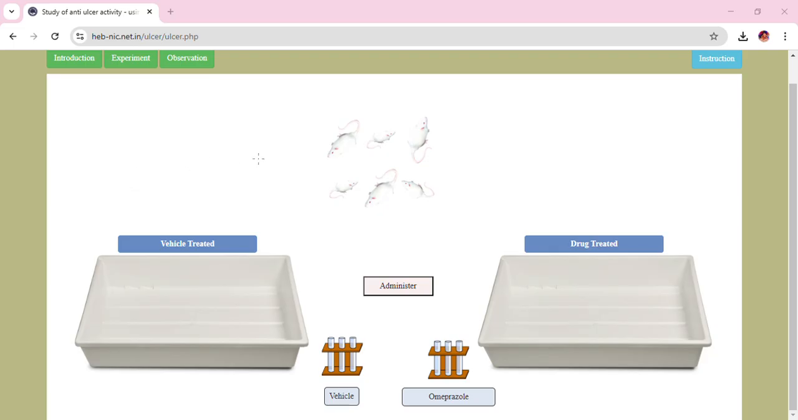What we have to follow is that we first anesthetize the animal. Then we give the anesthesia by intraperitoneal route administration. After that, we open the abdomen and observe the isolated stomach. Now we will move towards the actual demonstration.